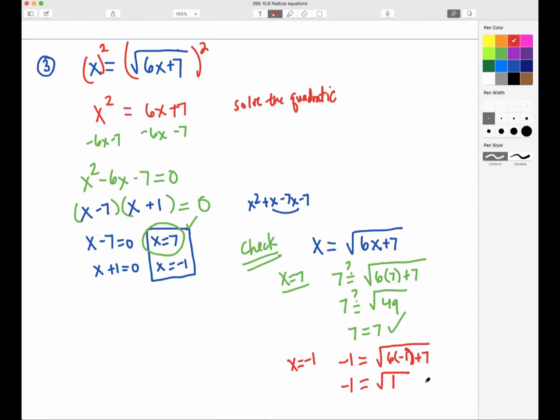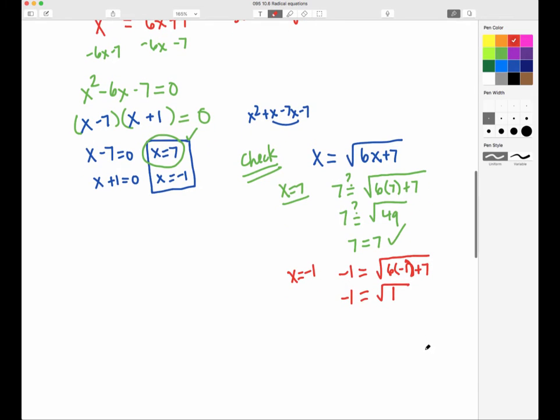Here's where we have a problem. Remember how we just said that square roots are always defined to be positive? The negative can't equal a positive answer. Even though there's ones involved and it looks like this might work out, this does not work out at all because of that negative value. A negative can't equal a square root. So x equals negative 1 is not a solution.